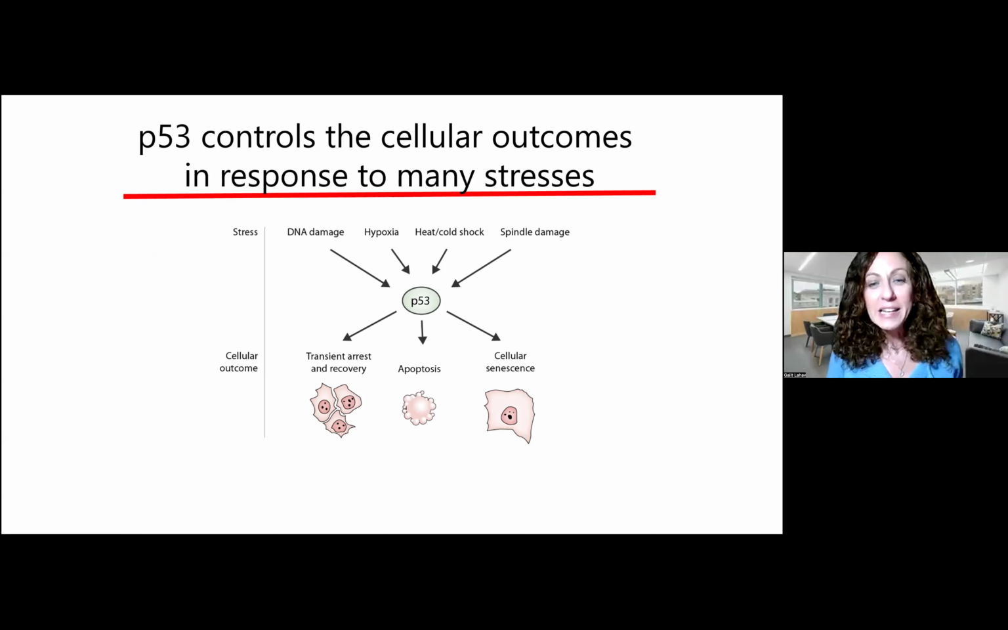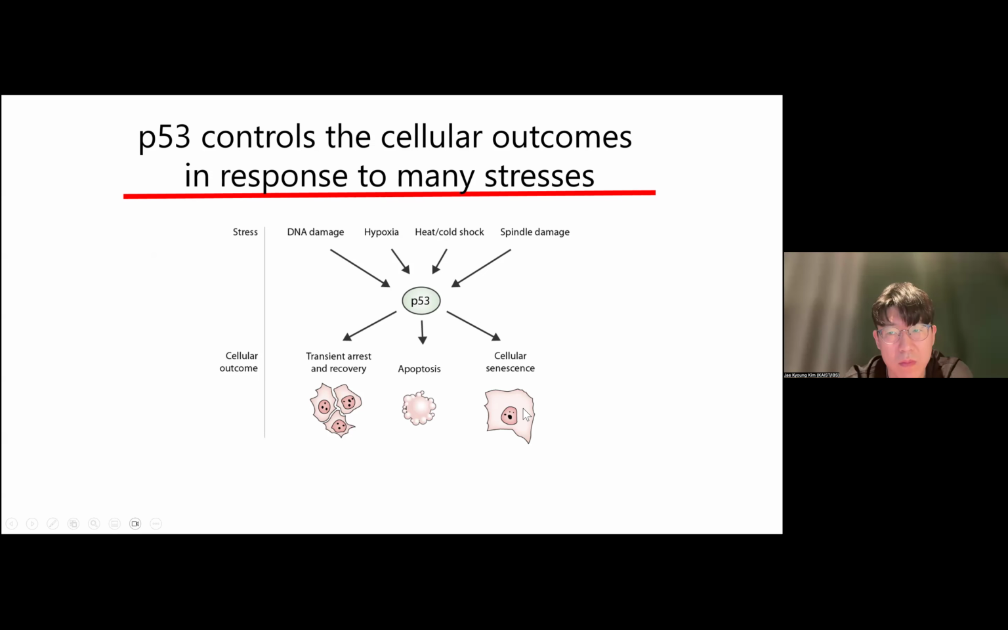But first of all, it's a tumor suppressor, and it's a transcription factor. So it responds to many kinds of stress. When cells feel stress, and it can range from DNA damage and hypoxia, other kinds of stress, p53 levels increase, and then p53 activates the transcription of many target genes, and these target genes participate in executing a cellular response and affecting the cellular outcome. So for example, in response to DNA damage, p53 levels go up, and then it assesses the damage. It leads to a transient arrest and recovery, or it can activate cell death, or it can activate senescence, which is cell cycle arrest.